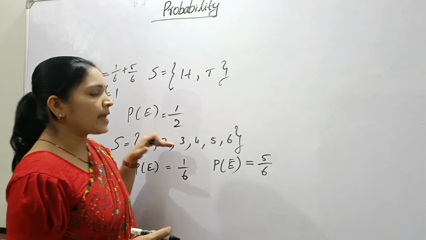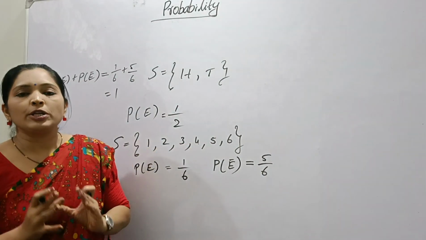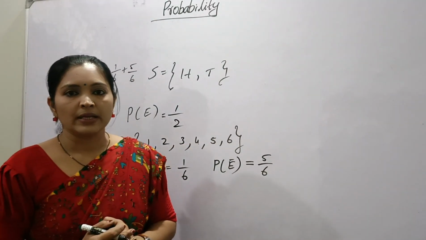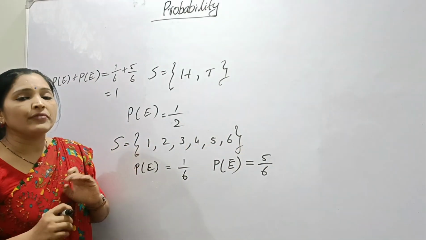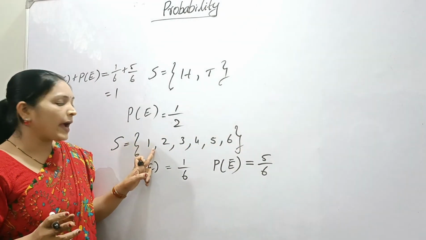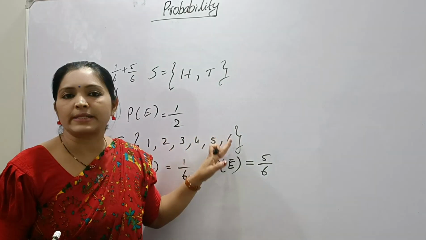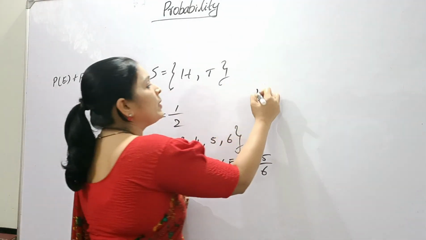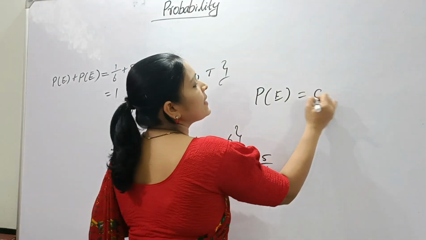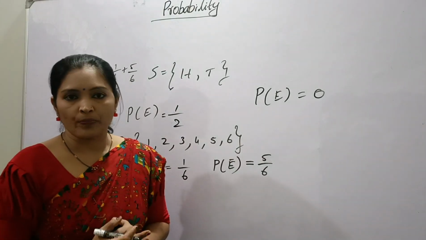From this example of rolling a die, what is the probability of getting 7? There is no 7, right? When we roll a die, we get either 1 or 2 or 3 or 4 or 5 or 6, but there is no 7. Therefore, the probability of this event is 0. Probability of getting 7 is 0.